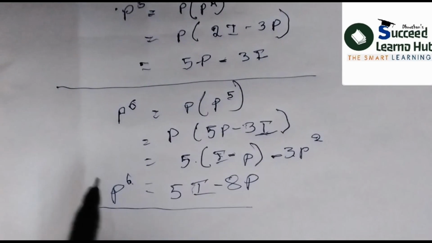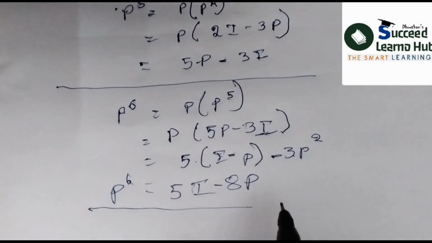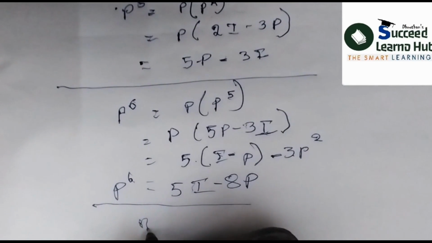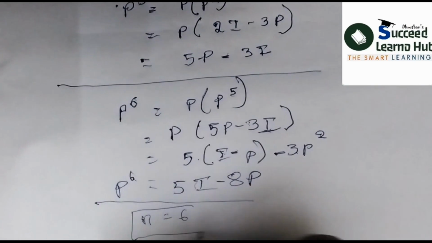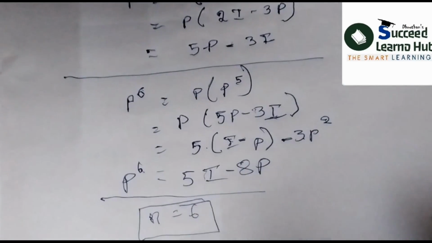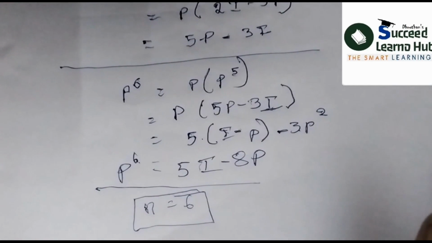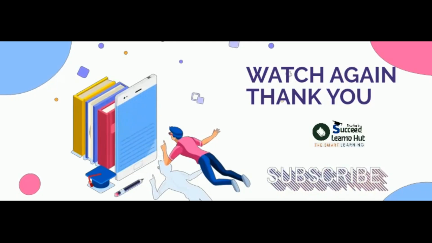Well, this is the required answer, because in the question they asked that P to the power of n is equal to 5I minus 8P. So, the value of n is equal to 6. This ends the solution. Hope you have understood.